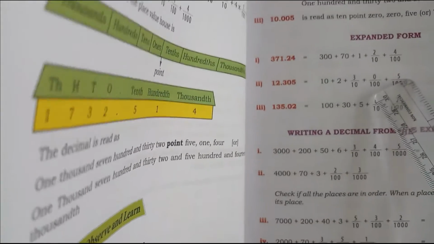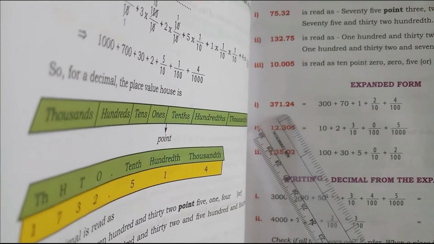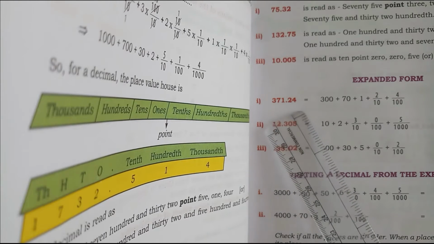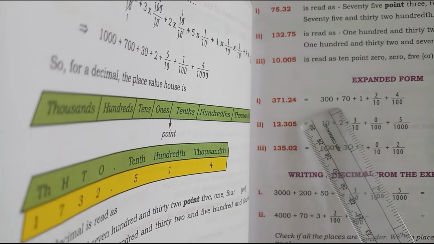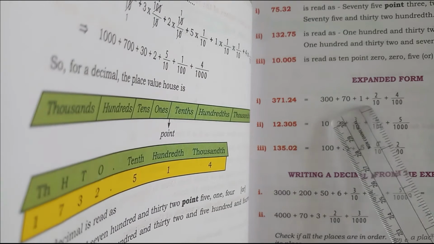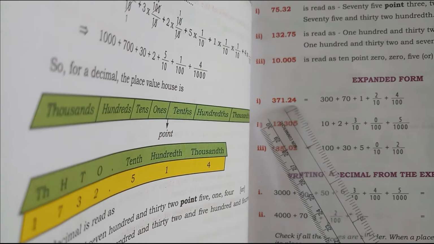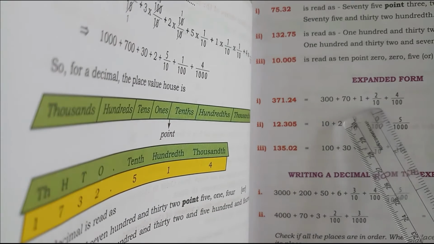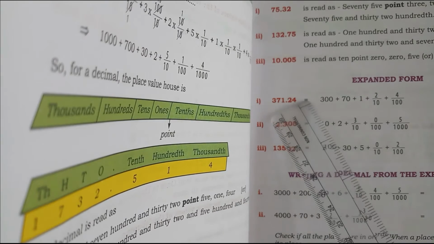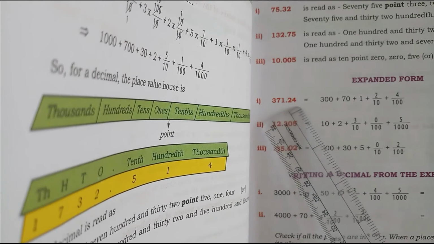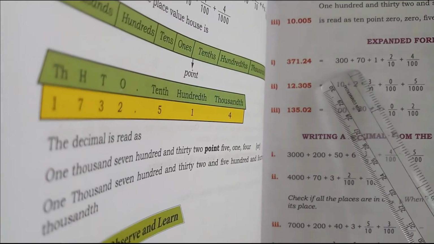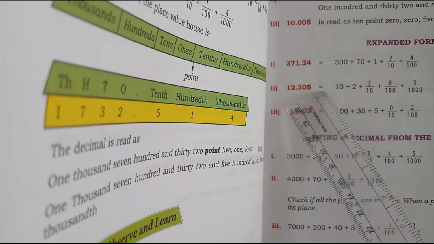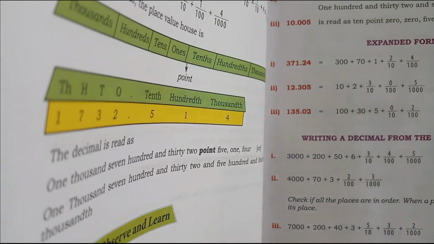Now come to expanded form. In expanded form here they have given 371.24 is equal to, they have written, 300 plus 70 plus 1 plus 2 by 10, that is, the position of 2 is in the 10th position, that is the tenth place, plus 4 by 100, the 100th position, that is the hundredth place. Likewise you see, 300 plus 70 plus 1 plus 2 by 10 plus 4 by 100. The rest of the sums you read.